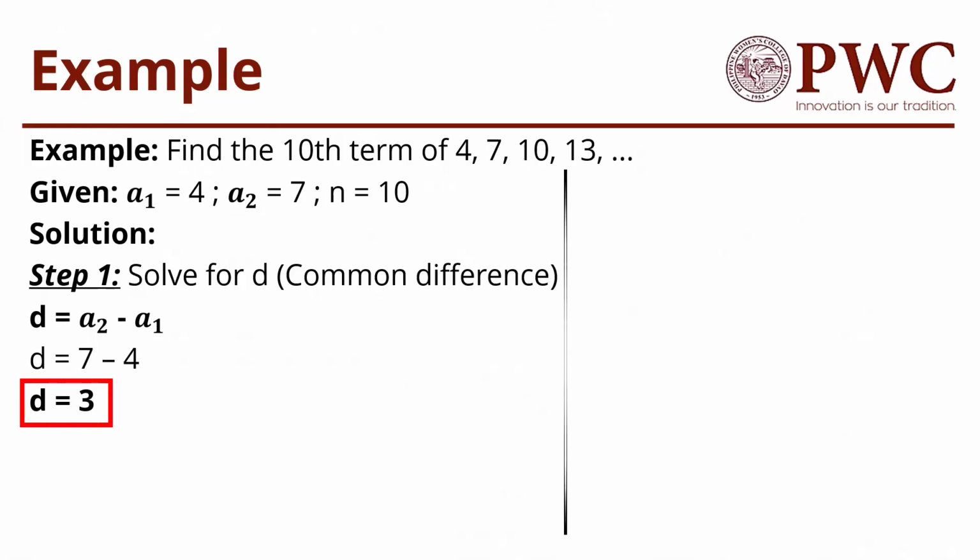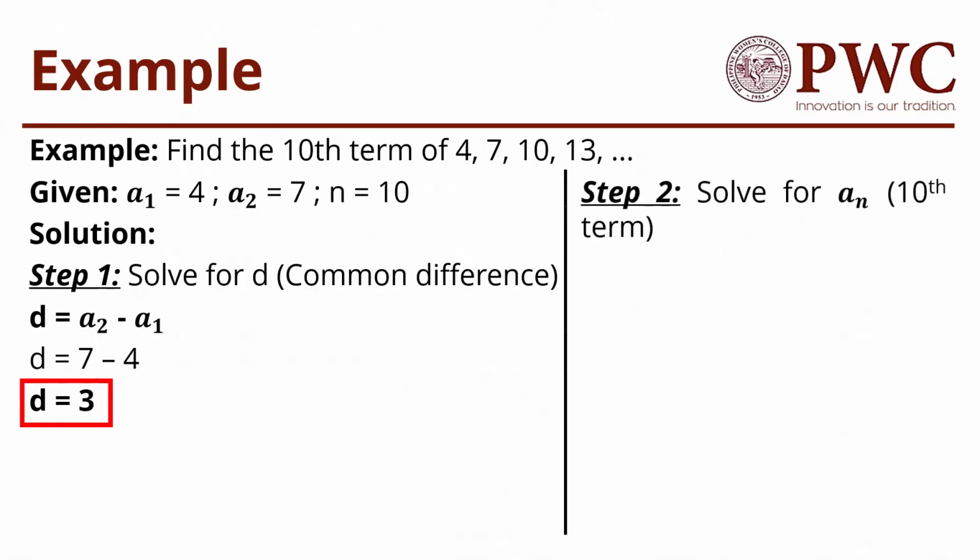Let's go with step 2, which is to solve for a sub n, which in this case is the 10th term of the arithmetic sequence 4, 7, 10, and 13. Now we all know that the formula for getting the nth term of the arithmetic sequence is a sub n is equal to a sub 1 plus n minus 1 times d. Okay? Where our n, based on the given information, is 10. So we need to substitute the value of n with 10, and a sub 1 and also the common difference.